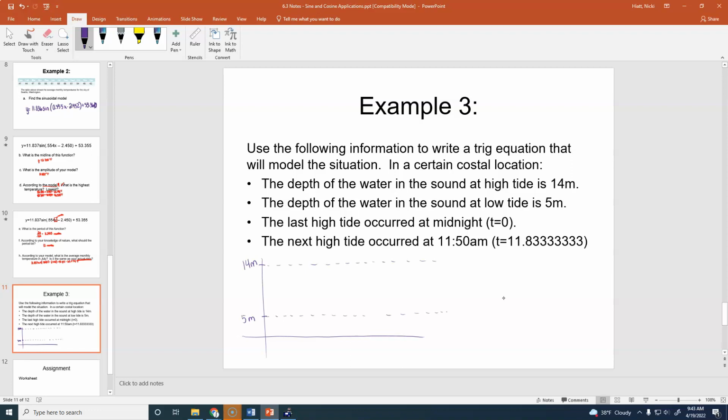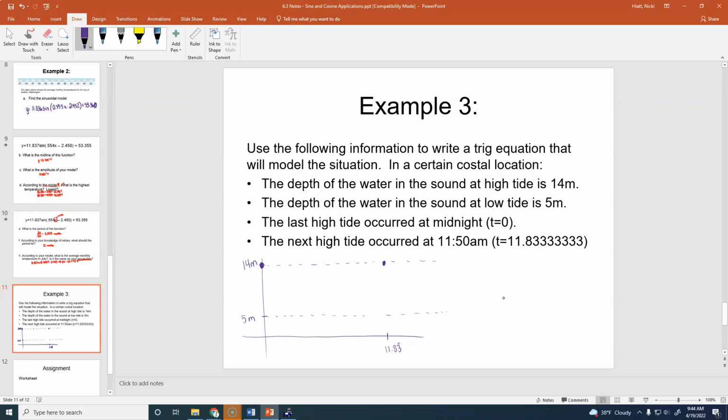And so, it tells us the last high tide occurred at midnight, which we're calling 0. So high tide at midnight. We know we've got this point right here. The next high tide occurred at 11:50 a.m., which would be 11.833. So I'm going to put 11.83 repeating. That's our next high tide right there.